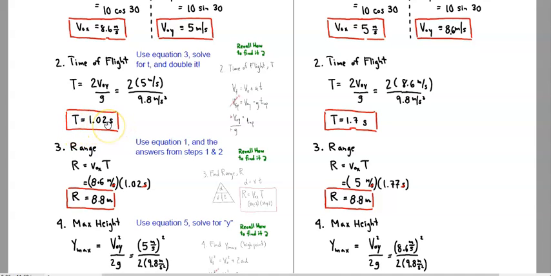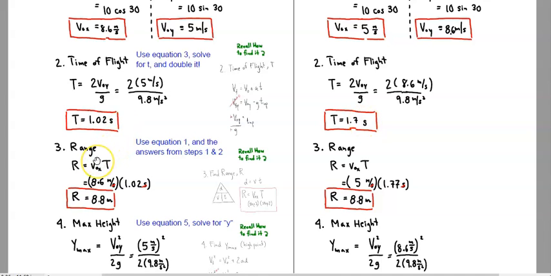However, when you're dealing with a 60 degree angle, the Voy was actually 8.6 meters per second, and 2 times 8.6 over 9.8 gave you 1.7 seconds. So it can be seen that the higher angle sends the projectile through the air for a longer time.